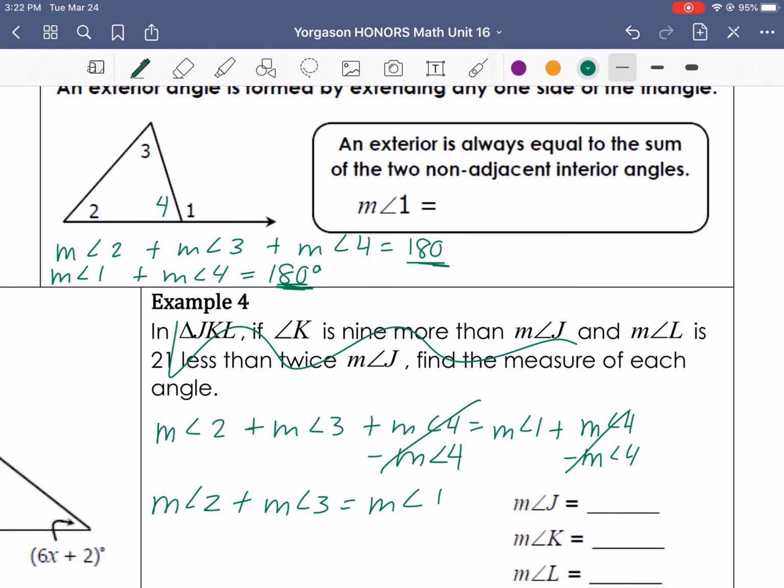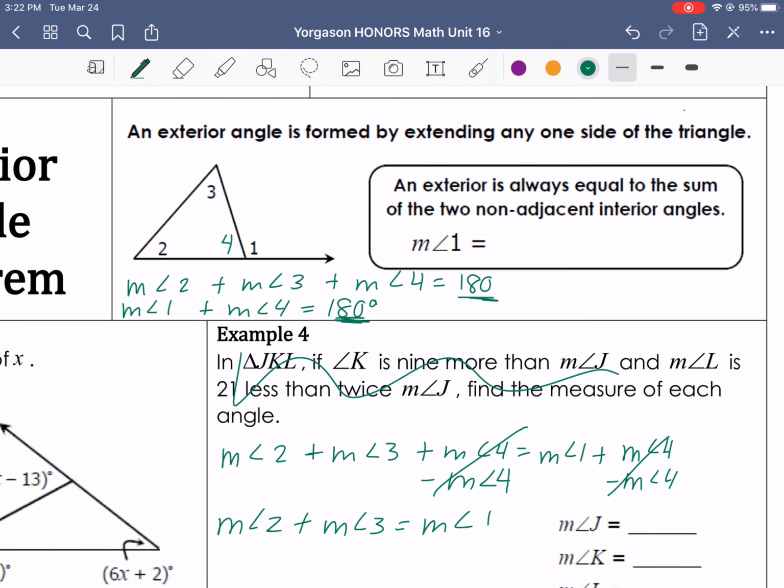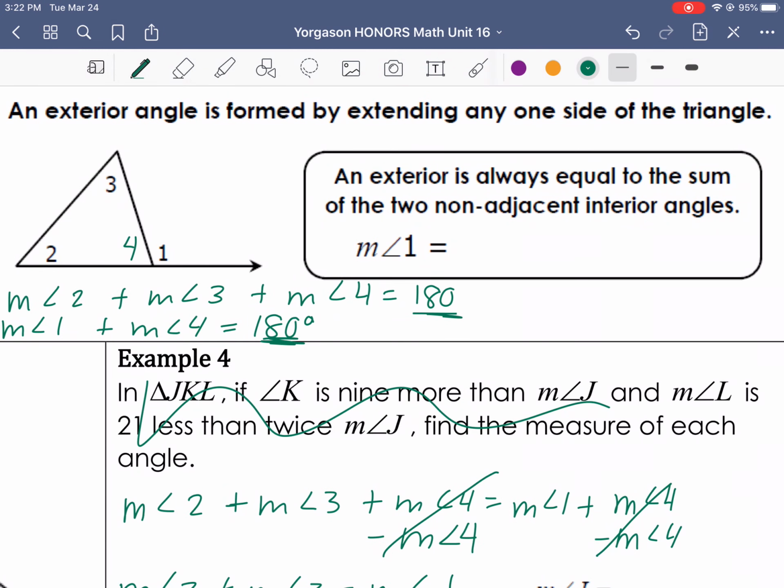And that's the whole point of this exterior angle theorem. So if you have an angle that's formed by a line continuing from the triangle, and it's on the outside of the triangle, so exterior angle, hopefully that name's starting to make some sense, it is equal to the sum of the other two angles.